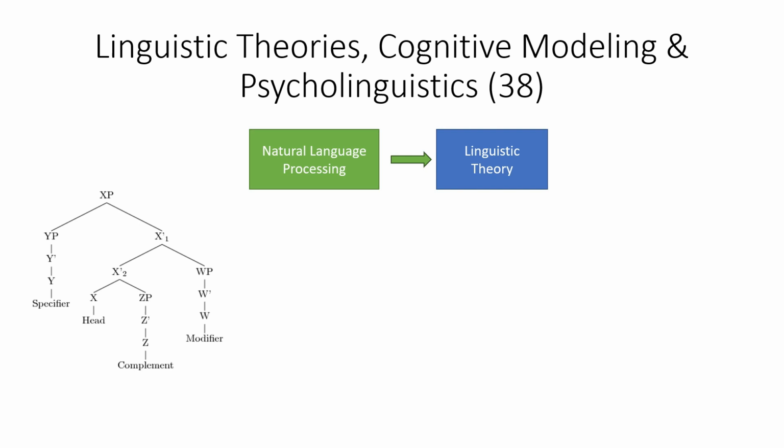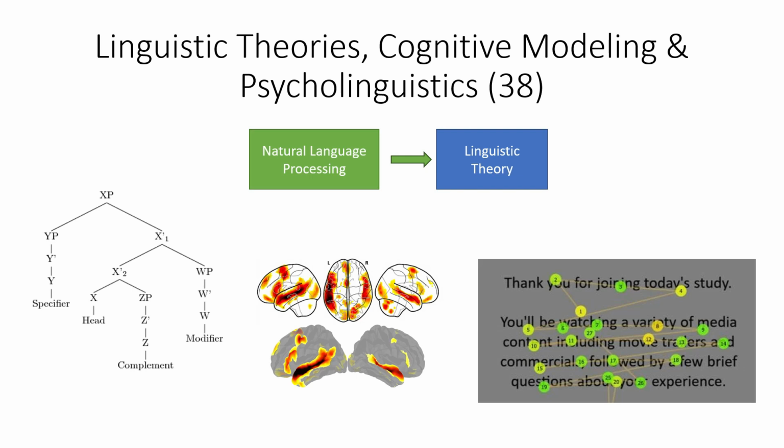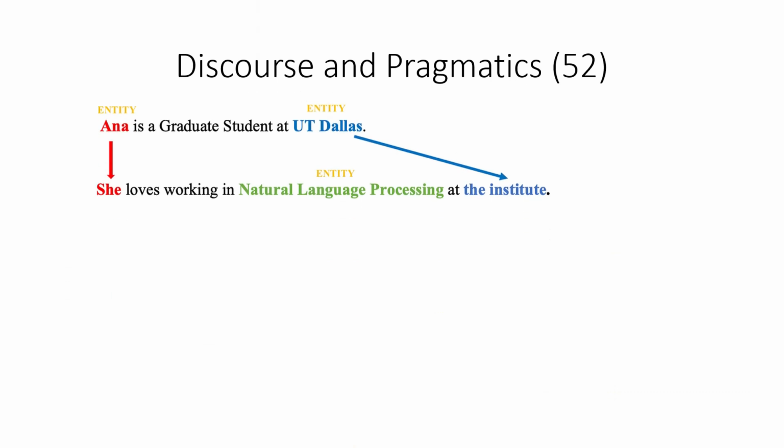And additionally, a lot of papers in this topic use experiments from MRI scans or eye tracking experiments. And they often try to compare how language models read a sentence and compare it to how humans read the same sentence. Next up, we have Discourse and Pragmatics with 52 submissions.